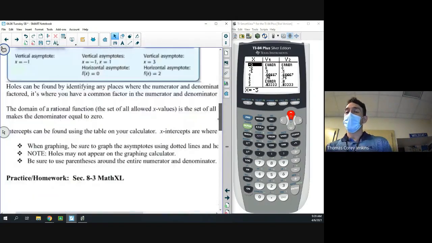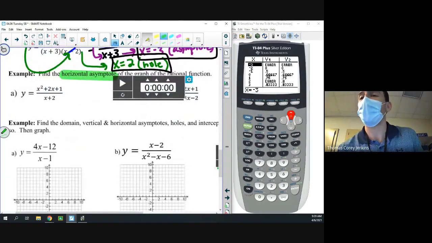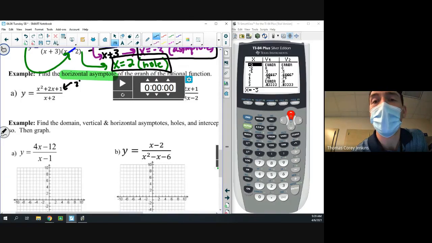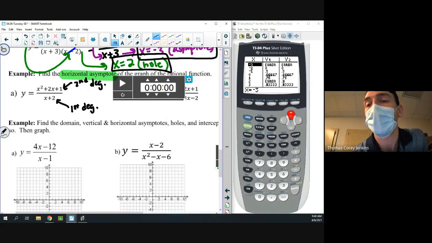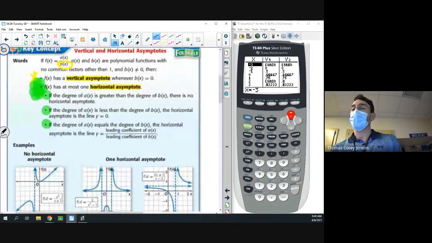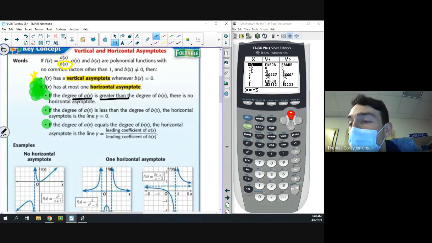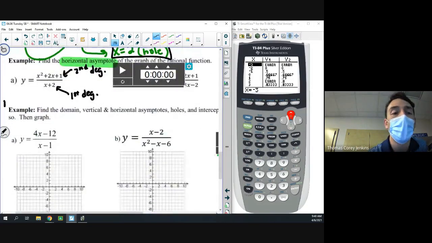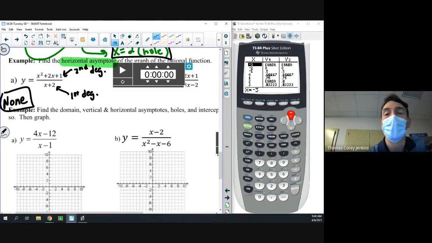If we look back at our example, we have a second degree expression, that's a of x, over a first degree expression, that's what they call b of x. So the degree of our numerator, a of x, is greater than the degree of our denominator. That's this top case. It says there is no horizontal asymptote. So for this one, we would say none, because the degree of the top is larger than the degree of the bottom.